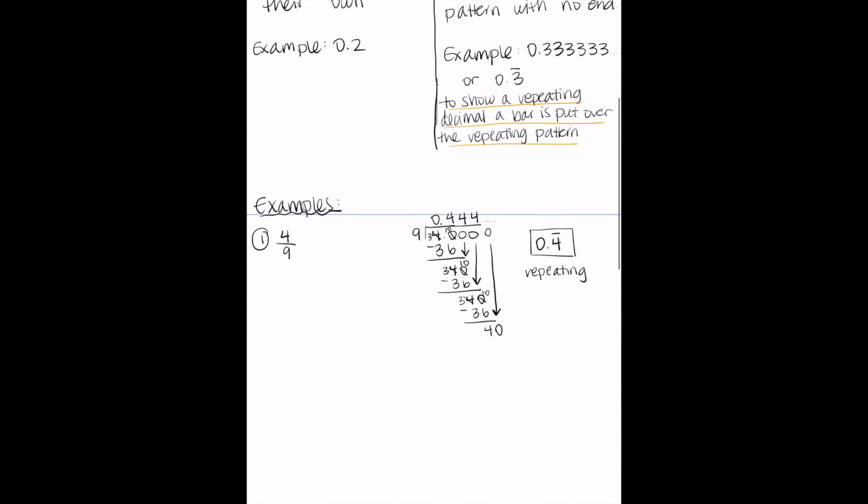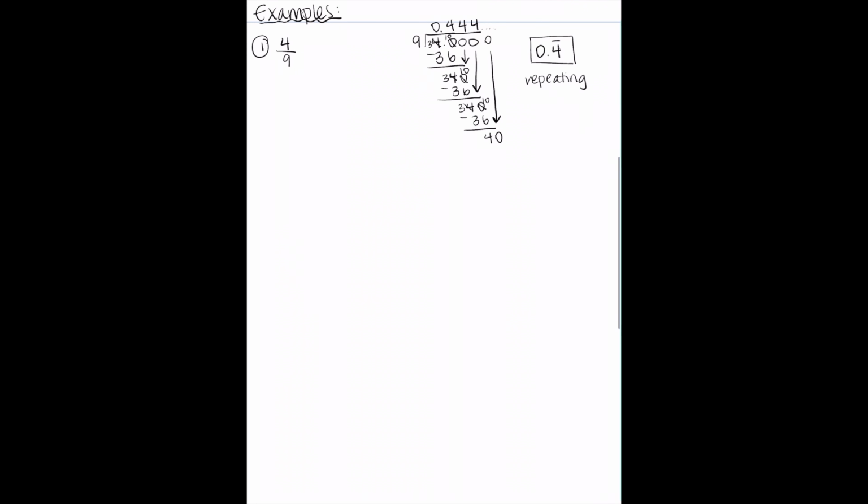All right, you guys, one quick note before we move on to the next one. You want to go out at least 3 to 4 decimal points before officially classifying a decimal as a repeating decimal. So that's why we went out 3 decimal places for number 1. Let's try number 2 now.